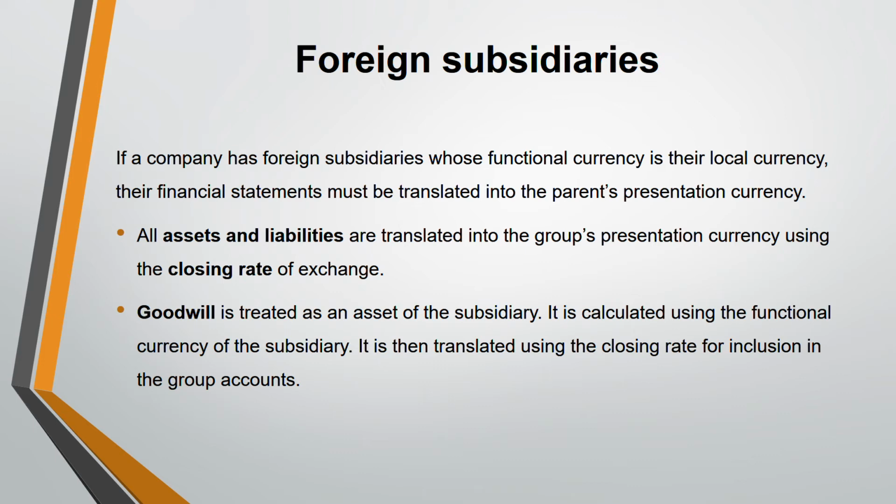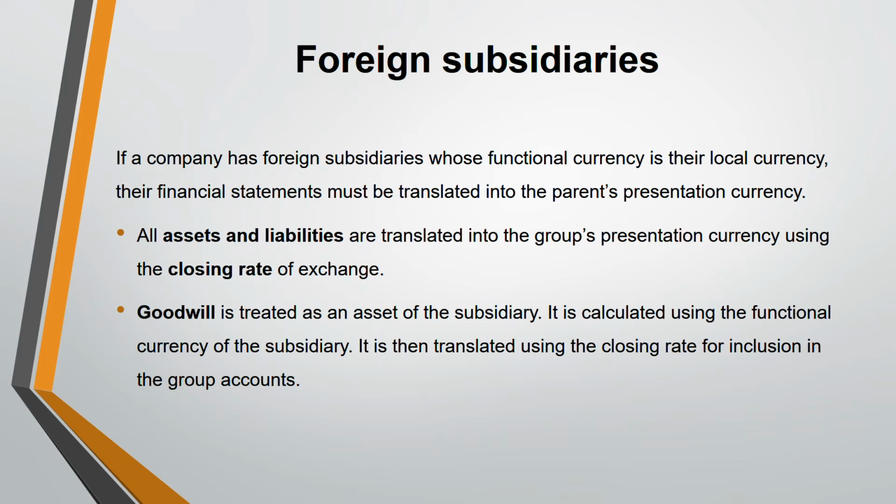It is the asset of the subsidiary. But remember, for goodwill, it's a bit complicated. Why? Because first you have to calculate goodwill using the functional currency of the subsidiary, which is not the parent's presentation currency. You're not translating line by line. How do you calculate goodwill when you have acquired a subsidiary? Fair value of consideration plus NCI minus net fair value of net assets, right?